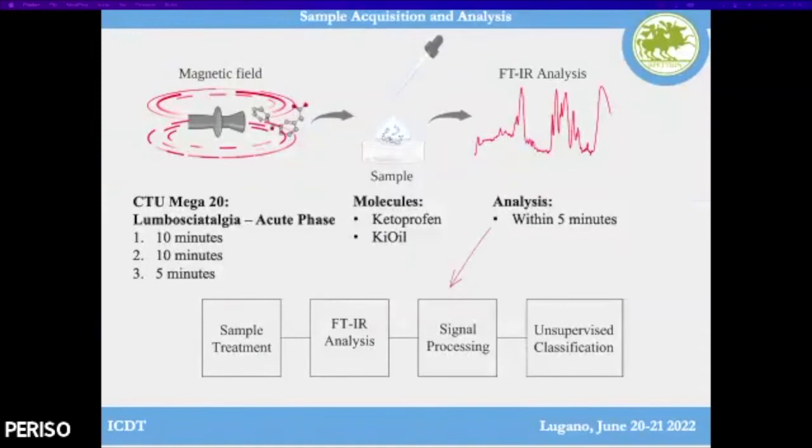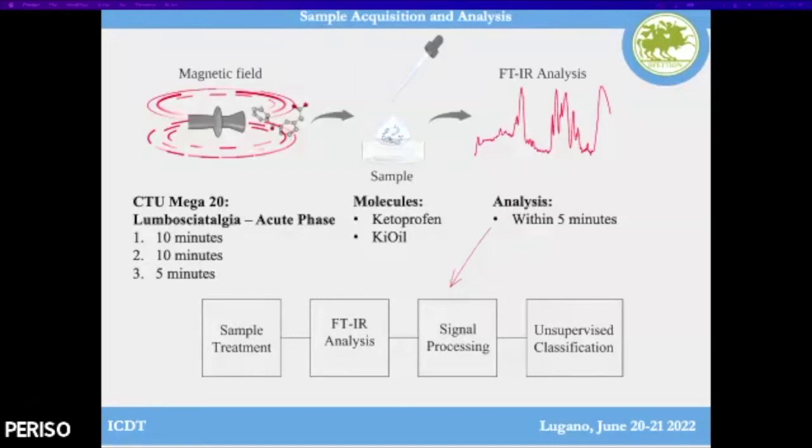For this preliminary analysis, we used one of the equipment provided by Pariso, which is CTU Mega 20. And we used two kinds of molecules, as previously said, ketoprofen and key oil.